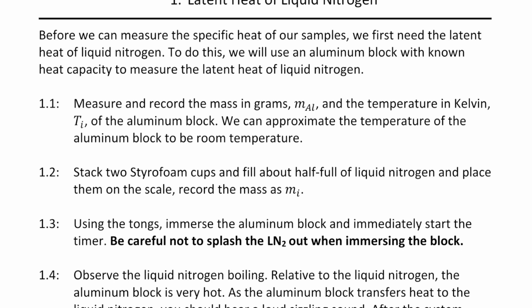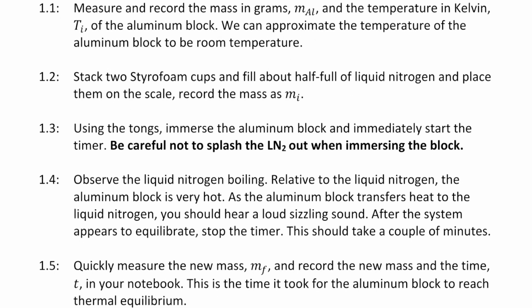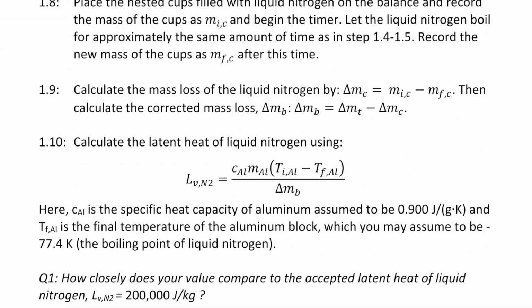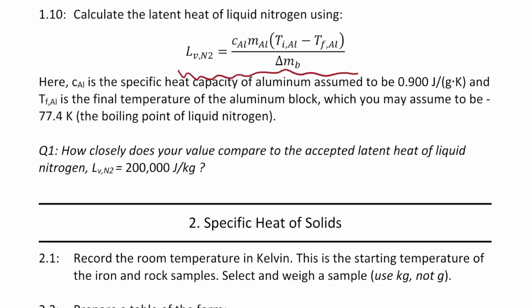All right, so in the first part of the lab, you measured the latent heat of liquid nitrogen by seeing how much liquid nitrogen boiled off, and you ultimately ended up using this equation. Here, this is the heat capacity of the material, C times M, and then this was the change in temperature. I talked earlier about what that meant. And then we just divided by the change in mass of the liquid nitrogen. And that gives you the latent heat, which ends up being around 200,000 joules per kilogram.